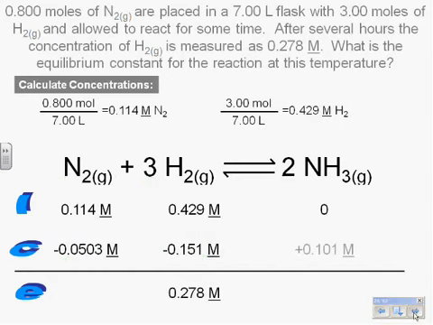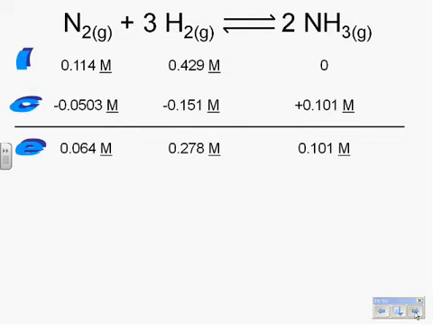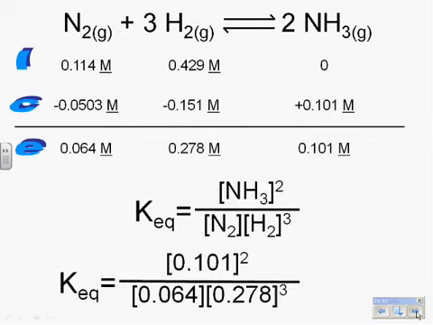So we fill in our numbers as we go across here and calculate our ending concentrations. We got them right there, and it asks us what is the equilibrium constant. So we plug our numbers into our equilibrium constant expression, and we get that the equilibrium constant for this particular reaction at this temperature is 7.42.